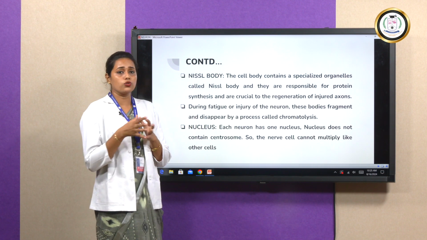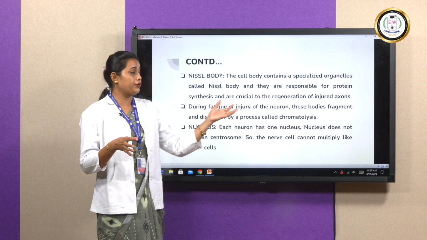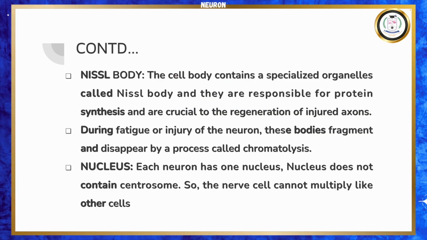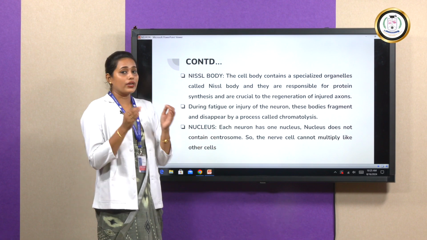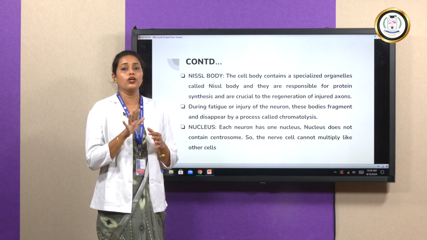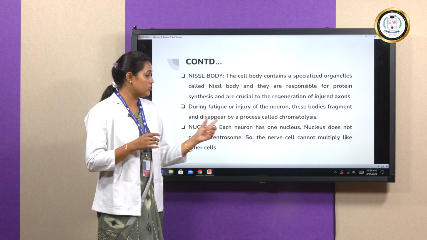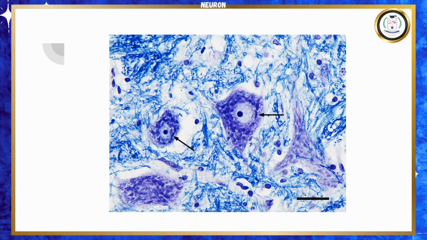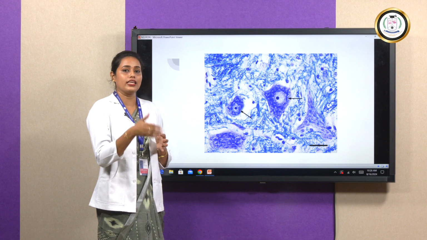Let us consider that if there is any fatigue or injury to a neuron, the Nissl body will fragment and disappear. This fragmentation and disappearance occurs by the process of chromatolysis. Now we'll look at the nucleus. Each neuron has only one nucleus, and the nucleus in this neuron does not contain a centrosome. Because of that, the nerve cell does not have the ability to multiply. This is the picture representation of the soma. You can see here a nucleus surrounded by the other essential organelles in the soma.